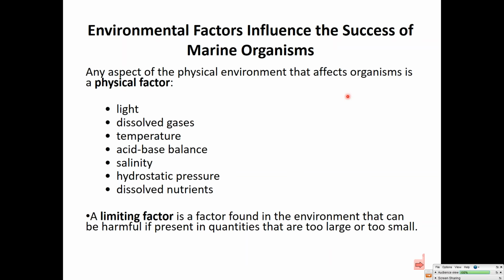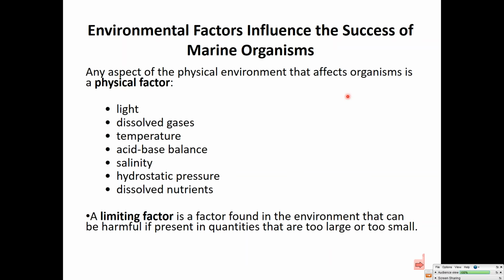And these physical factors can act as a limiting factor. A limiting factor is any physical factor found in that environment in a quantity that is too large or too little, to the point that it negatively influences life, right? So for example, dissolved nutrients are a limiting factor in the open tropical waters. There's too little of it, so there's no biological productivity. Dissolved nutrients are not a limiting factor in the higher latitude waters near the poles where there's vertical mixing.